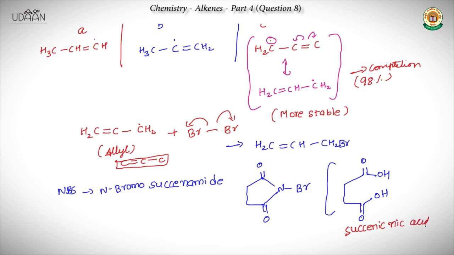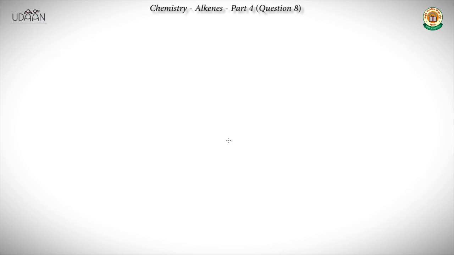Now let's look into an example to see what NBS is. So let's study the mechanism of NBS in detail now. Yeah, we'll study it with the help of an example. You are given a question like this one. You have treated this with NBS and you are asked to find out the number of possible products obtained.